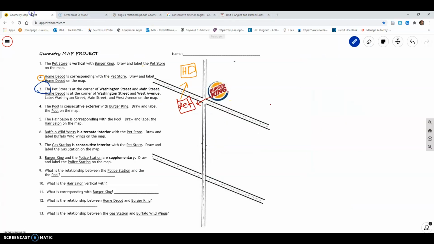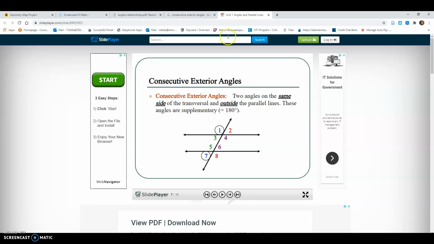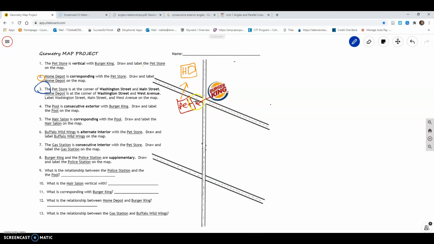Okay, so coming back over here. Here's the transversal. They're on the same side of the transversal and outside the parallel lines. So come back over here. Outside, here's the parallel lines. It's outside of it.